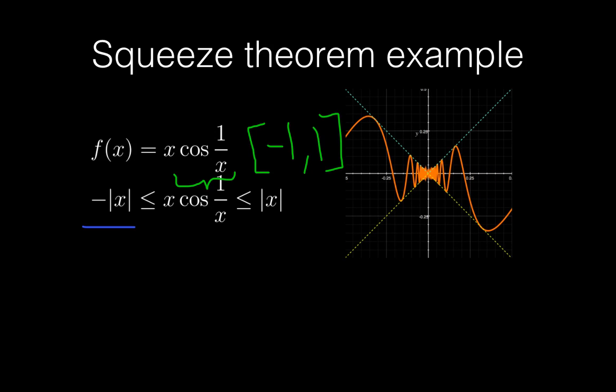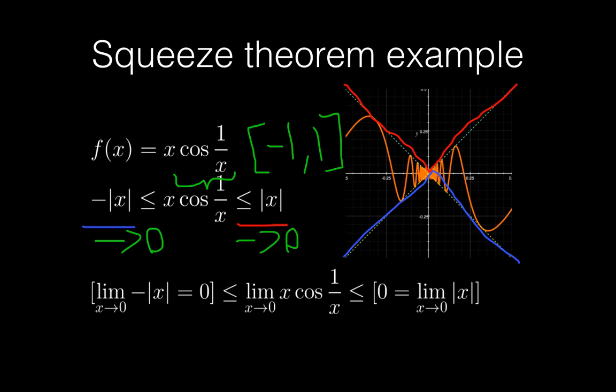We can see that the negative of the absolute value of x is right here. We can now see that the graph of the absolute value of x is right here. We know that f of x is always in between these two values, which you can see in the graph. We know that the negative absolute value of x, its limit as x approaches 0, also equals 0. We can solve this through direct substitution. So we know that this approaches 0. We also know that the limit as x approaches 0 of the absolute value of x also approaches 0.